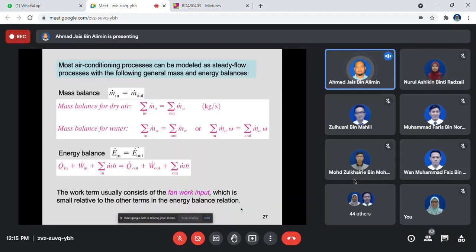Okay. So when we want to understand the concept of mixtures, because as mentioned last week, what we can control is the amount of water or moisture present in that specific volume of air, or you call it a surrounding.